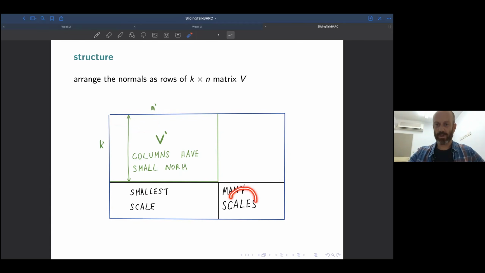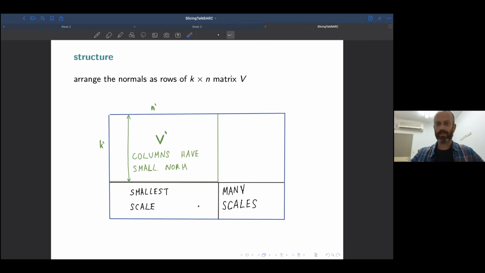So this is the part with many scales. All of them are here on the right side after reordering the columns. And all the small scales of all of these vectors are on the left side. Okay, so we found some number of columns with many scales, some number of rows with many scales, and all of their smallest scale are in this part. This is one part of the structure.